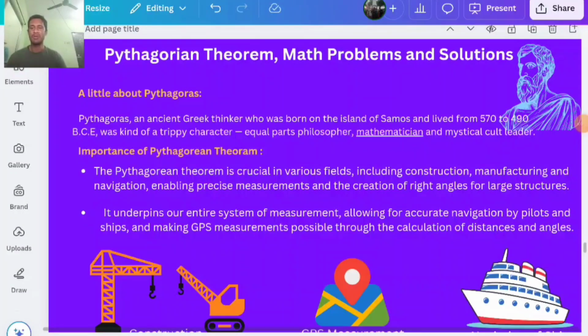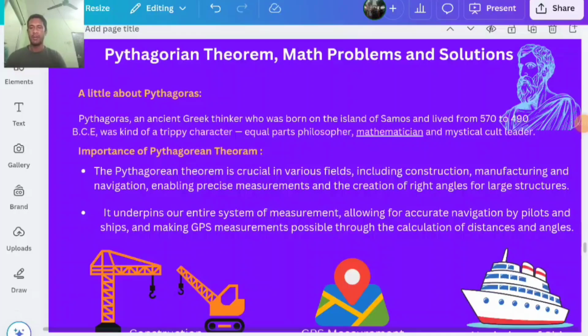A little about Pythagoras. Pythagoras, an ancient Greek thinker who was born on the island of Samos and lived from 570 to 490 BCE, was kind of a trippy character, equal parts philosopher, mathematician, and mystical cult leader.